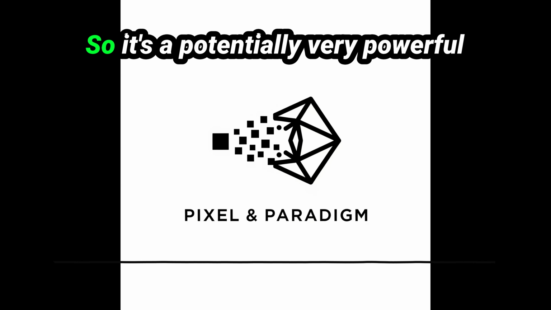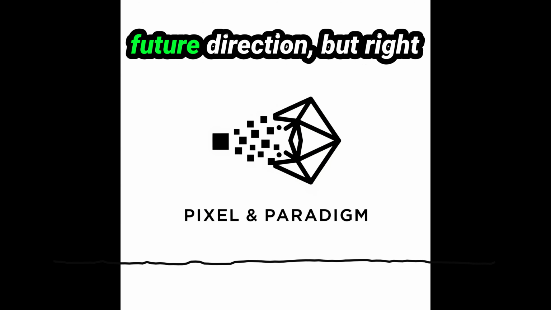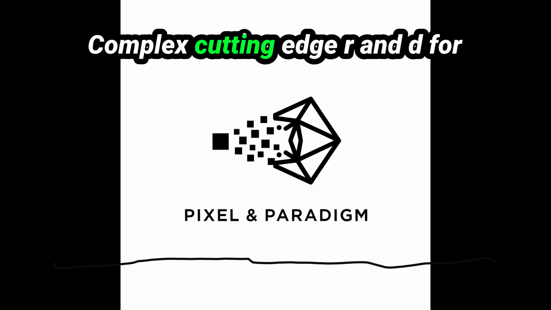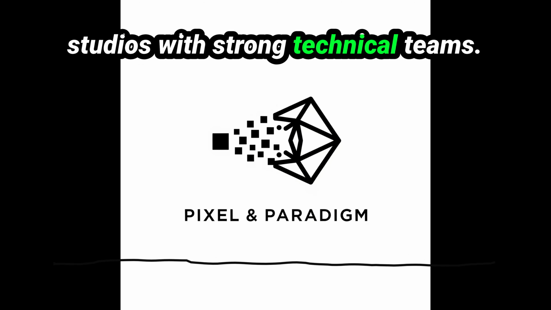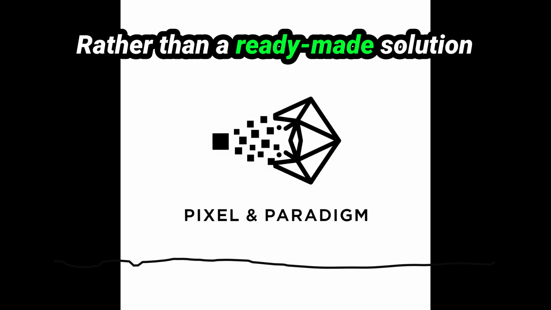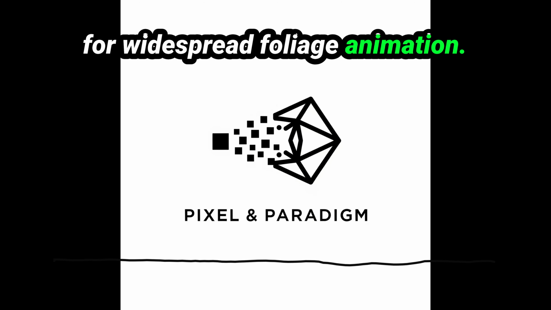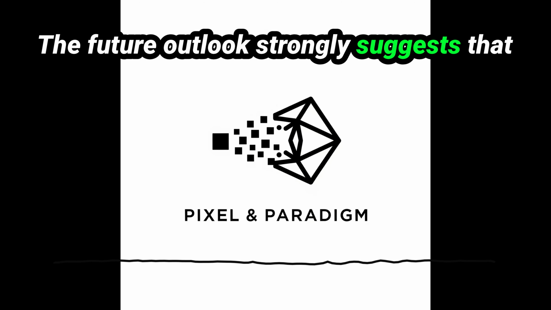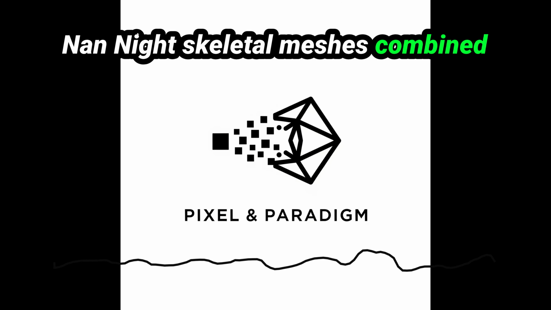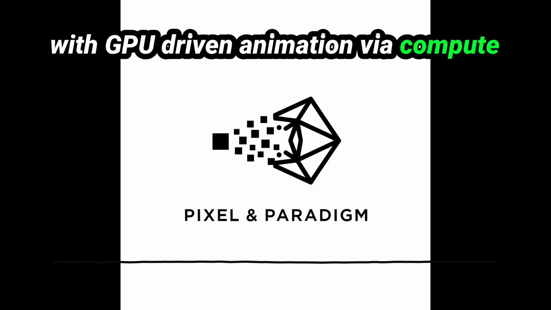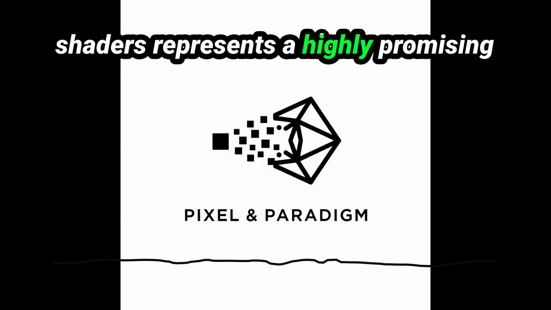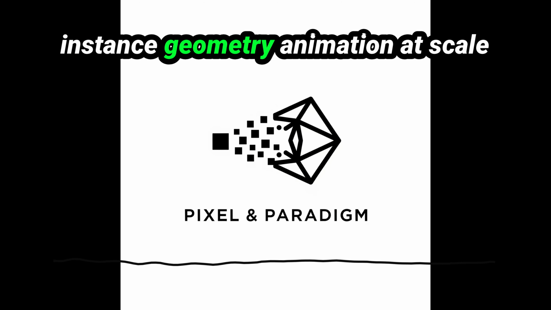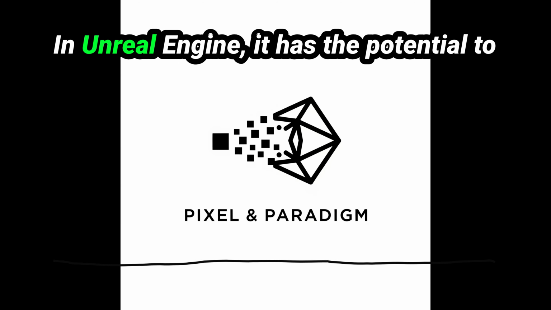Okay, so it's a potentially very powerful future direction, but right now it's more in the realm of complex, cutting-edge R&D for studios with strong technical teams, rather than a ready-made solution for widespread foliage animation. Is that fair? That's a very fair assessment, yes. The future outlook strongly suggests that Nanite skeletal meshes combined with GPU-driven animation via compute shaders represents a highly promising long-term direction for handling complex instance geometry animation at scale in Unreal Engine.